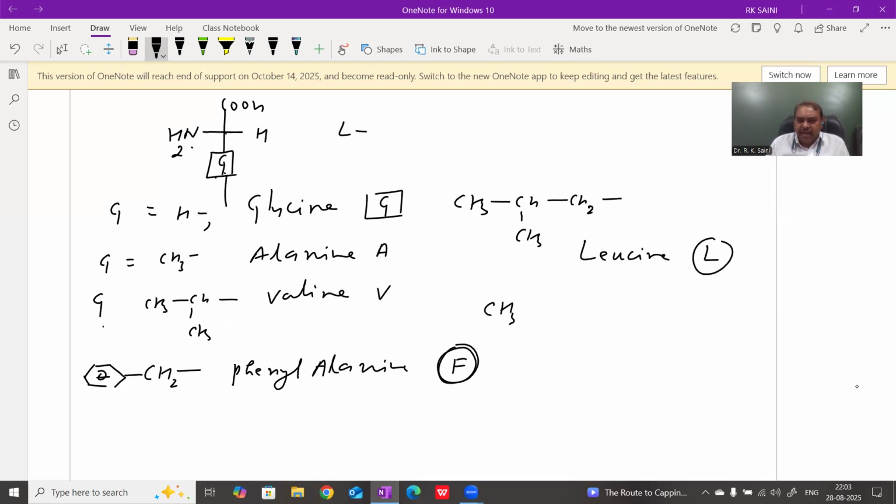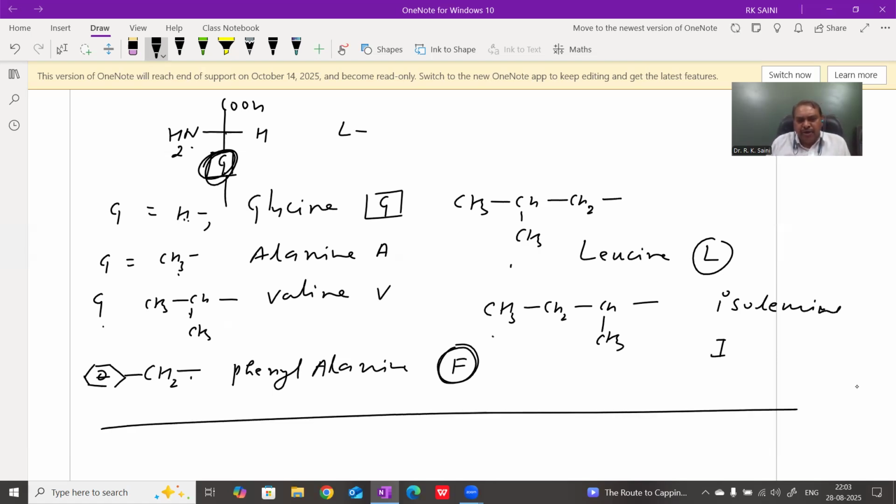When this group G is secondary butyl, then it is known as isoleucine. Single letter code is capital I. Dear student, therefore these 6 amino acids, H, CH3, and the others, are neutral amino acids, because the number of NH2 groups and the number of COOH groups are equal, and their pH is nearly 6.